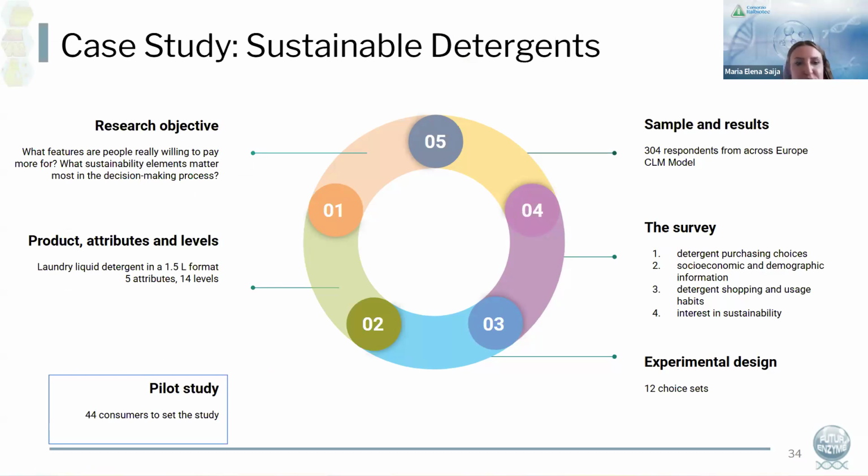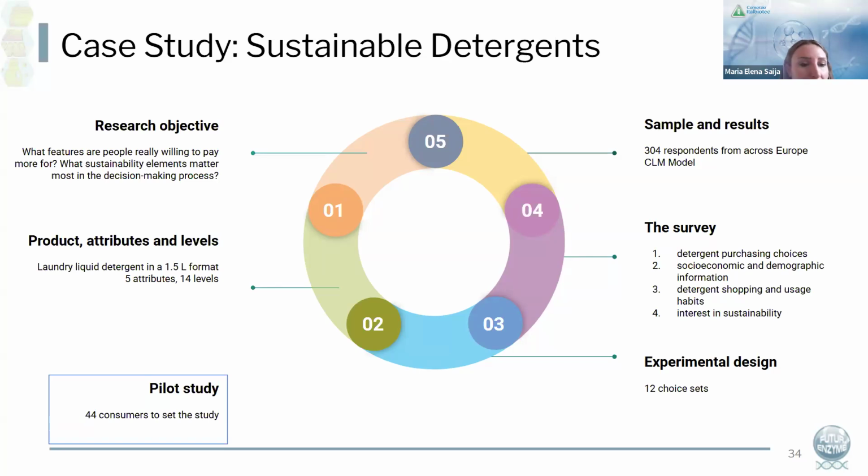So now I will present the detergent case study. So we applied the choice experiment methodology in a real-world study focused on sustainable laundry detergent. I show this graphic to say that we start with a pilot study of 44 participants to refine the design, and then we conduct the full experimental design with 300 European consumers. So a quite big sample.